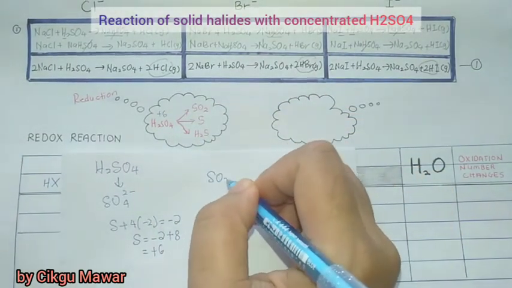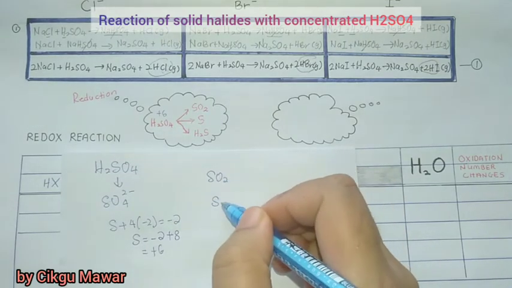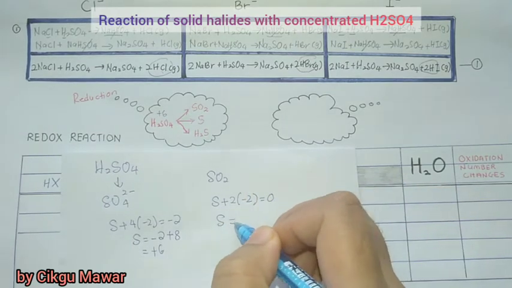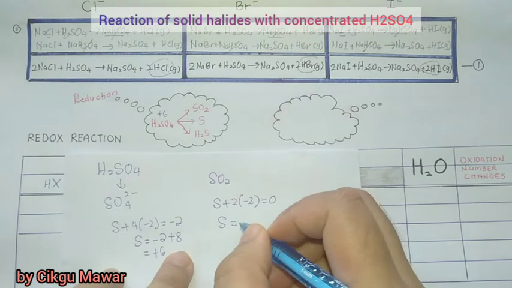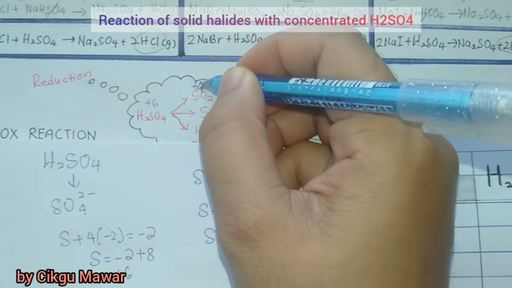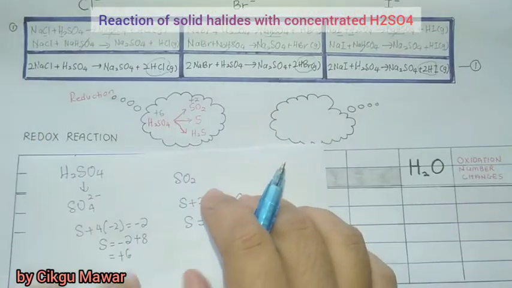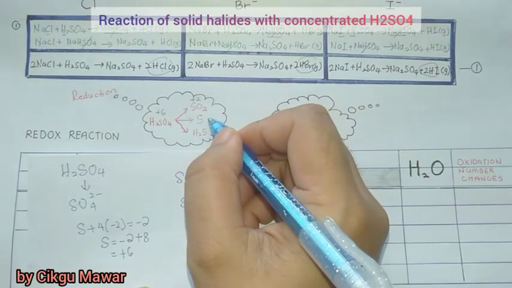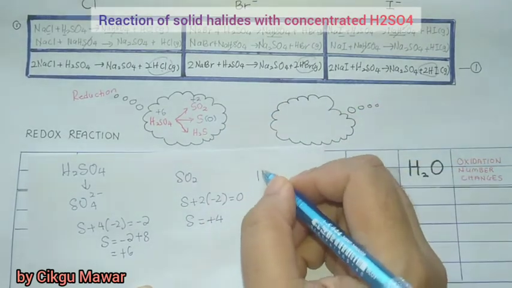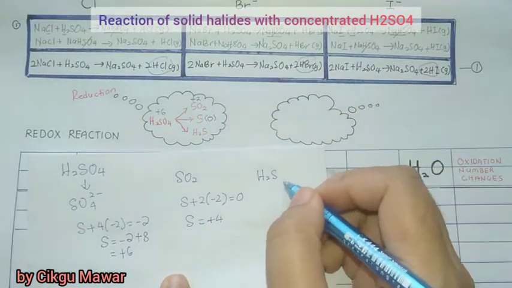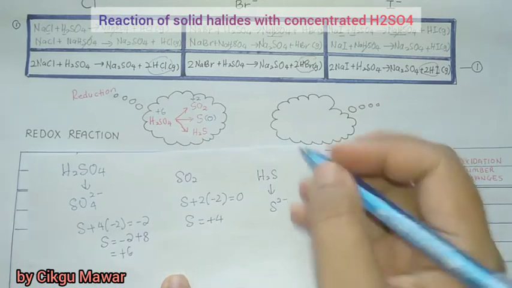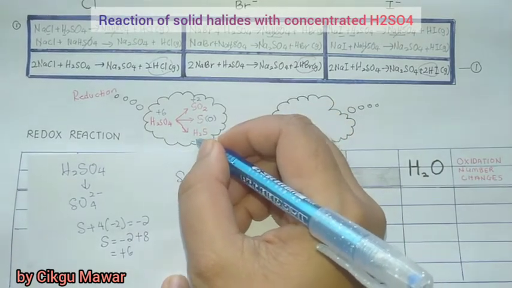How about sulfur dioxide? Sulfur dioxide is a molecule, so S plus 2 times negative 2 equals 0. So this sulfur, we get positive 4. Sulfur in SO2 is positive 4. The second one is sulfur. Sulfur itself has a 0 oxidation number. Why H2S, hydrogen sulfide? We know that sulfur will be present as S2 minus, so this one is negative 2.